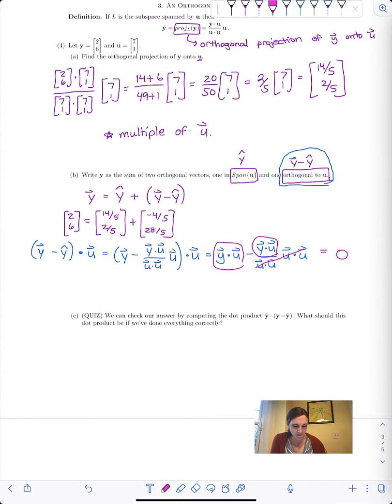Okay, so now for your quiz, I'm giving you a suggestion for how you can check your answer. We claim that these two vectors, y hat and y minus y hat, are in fact orthogonal. And so I'm claiming that we can test that by taking their dot product, and I'm asking you, what should that dot product be if you've done this correctly?